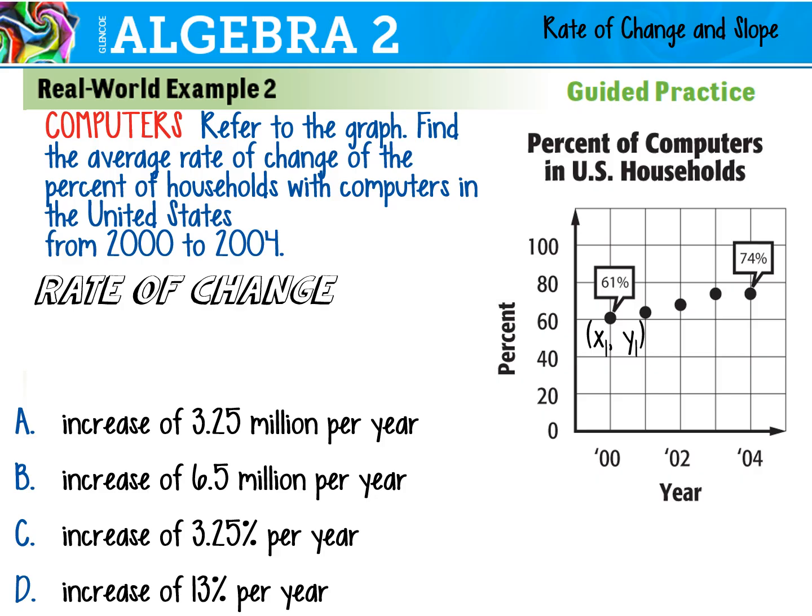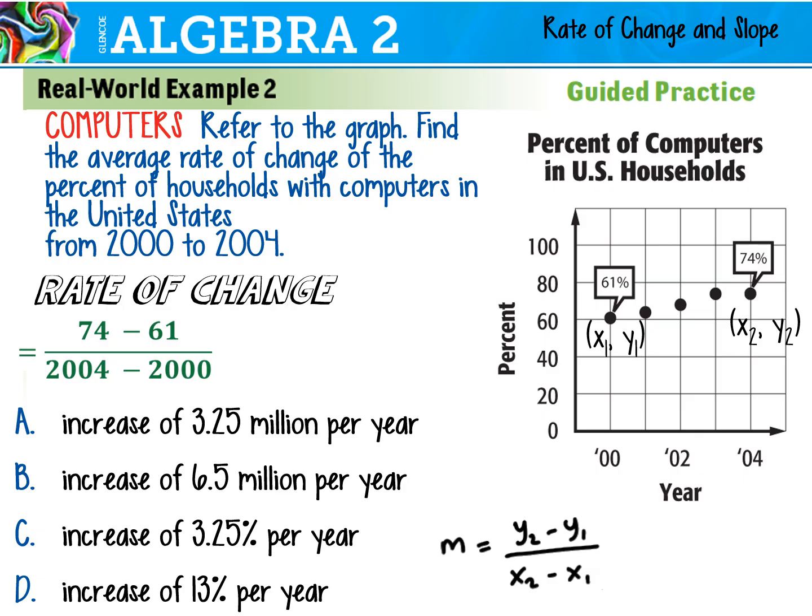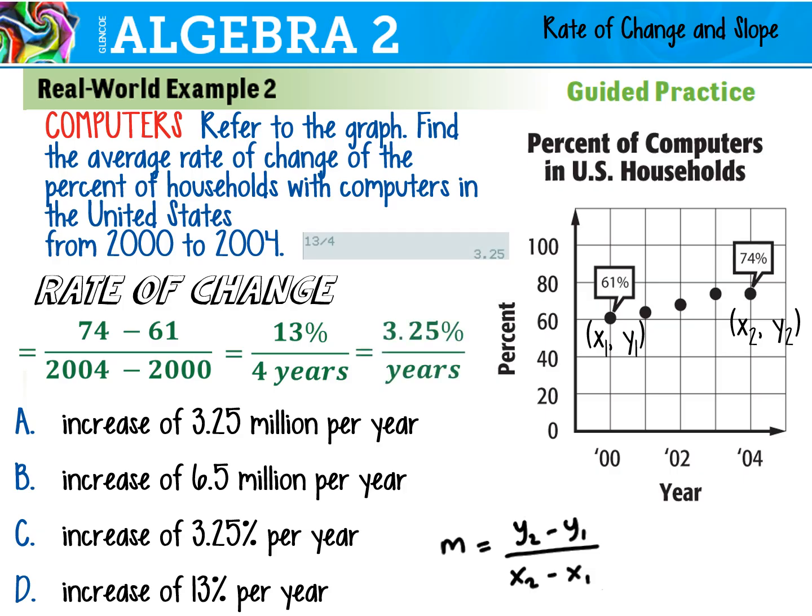So we have our first point, which is 2000, 61%. And our second point is for 2004, and that's 74%. So change in the y's over change in the x's. So we're going to subtract the 74, and that is percent, minus 61%. Because we're looking at percent per year, and years is on the bottom. 2004 minus 2000. That's 13% in 4 years. And if we calculate that, that's 3.25% per year.